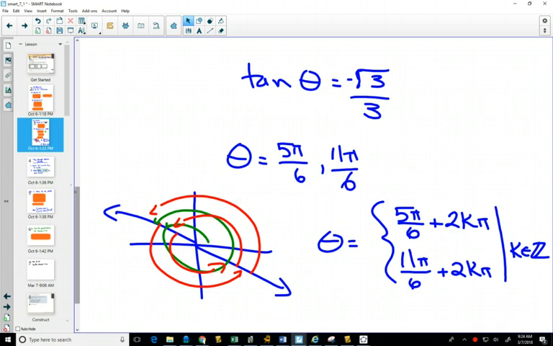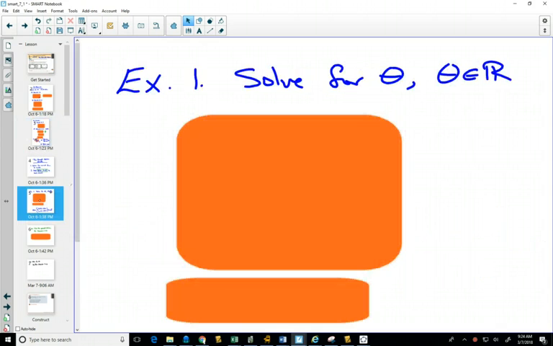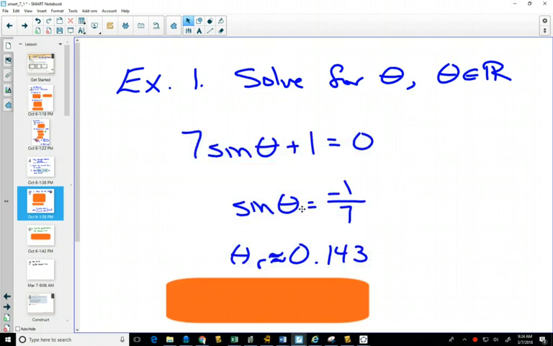Okay? So here's our first example. And in fact, if you go down to your page 574, you can put an X through their example 1. We're not going to do that example. And this will be the example 1 that we're going to do instead.